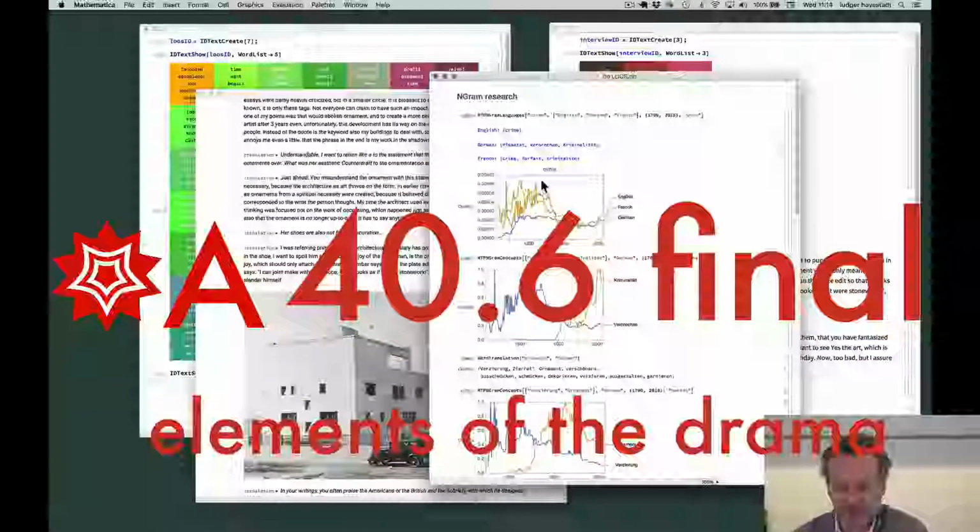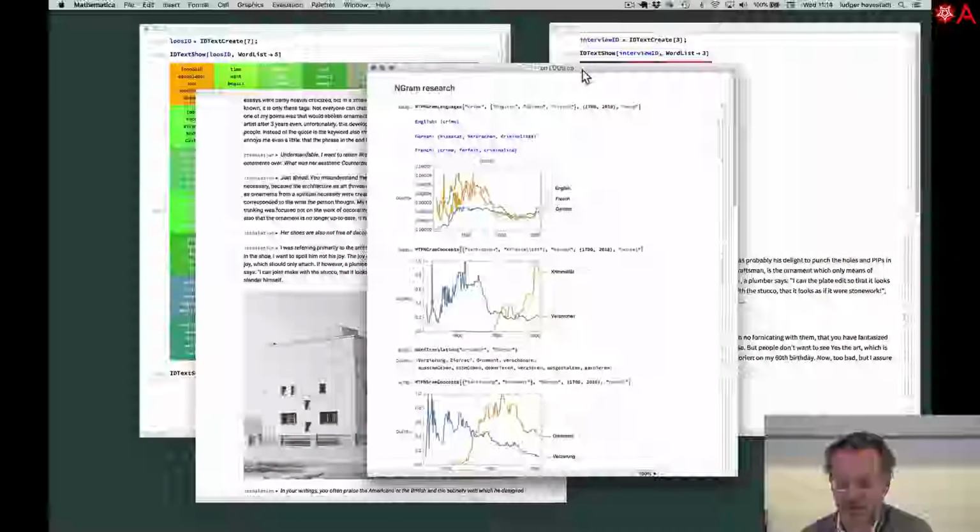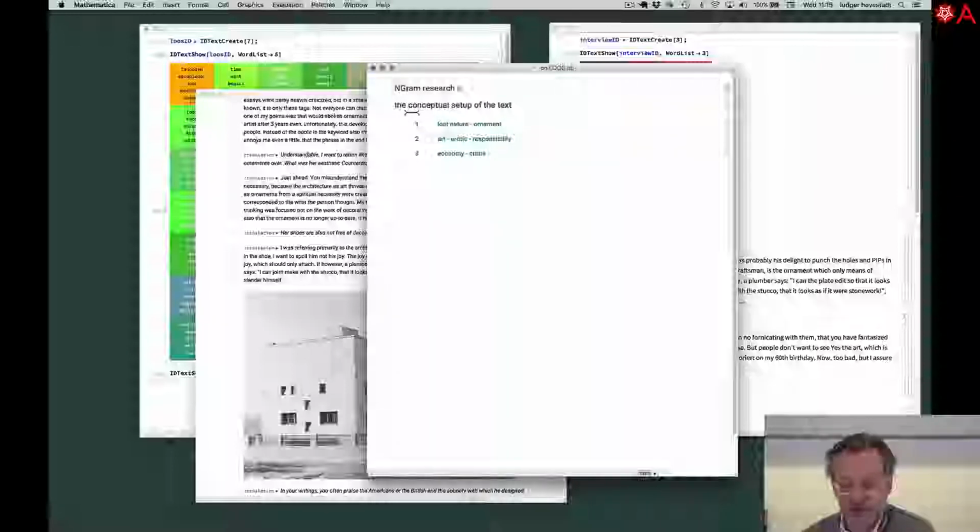Okay, now let's do the next step. So I made a new document. It's my work on Loos. That's a new text about Adolf Loos, or with Adolf Loos. So we started with this n-gram research, and then we had the conceptual. Last tutorial we developed a conceptual setup for our text.